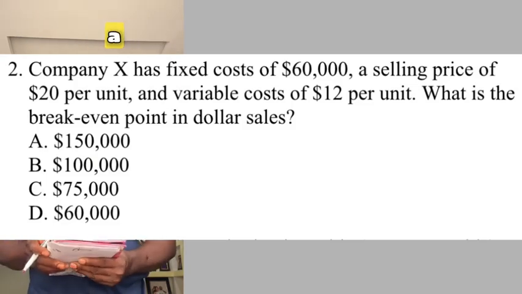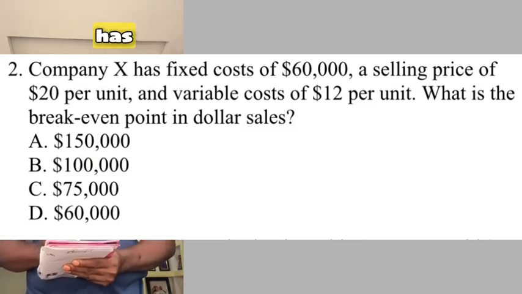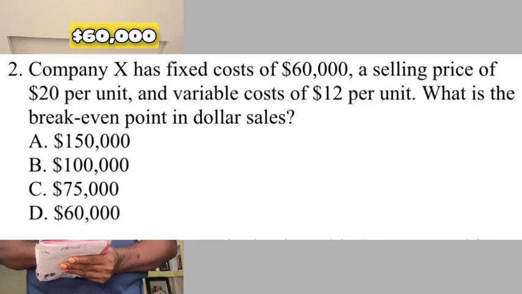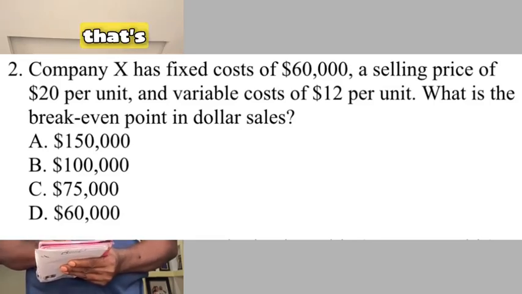Question 2 says a company X has fixed cost of $60,000. That's our fixed cost. Total fixed cost is $60,000. A selling price of $20 per unit and a variable cost of 12 naira per unit. What is the break-even point in dollar sales?